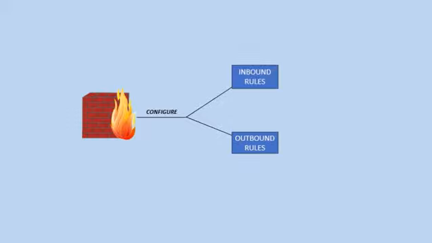So how will a firewall know what to block and what to accept? For this, we have to configure our firewall. The firewall can be configured with inbound rules and outbound rules. The inbound rules are for the traffic that is coming towards our internal network, whereas the outbound rules are for the traffic that is going to leave our internal network.